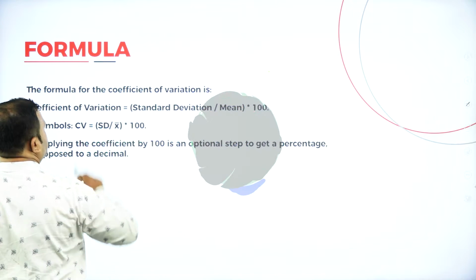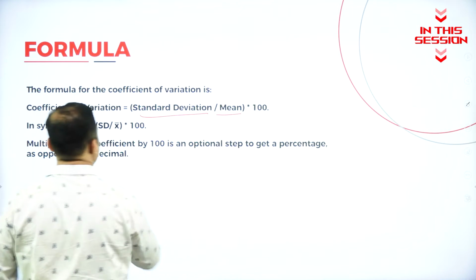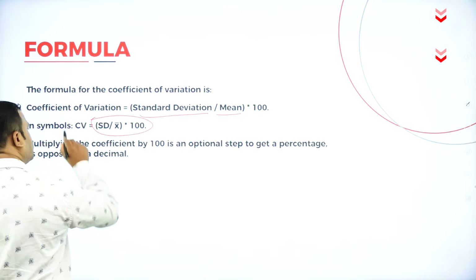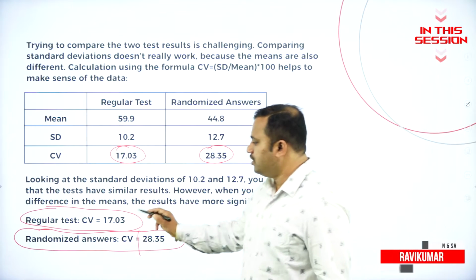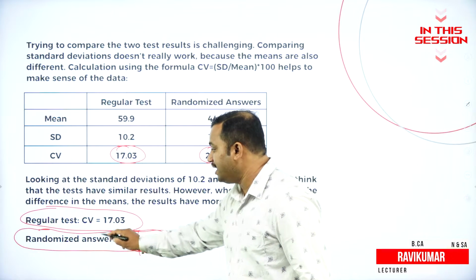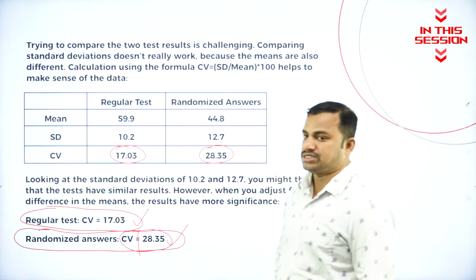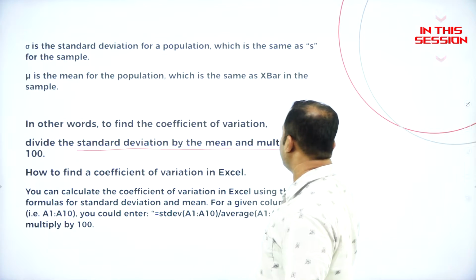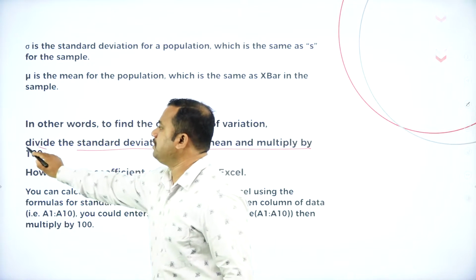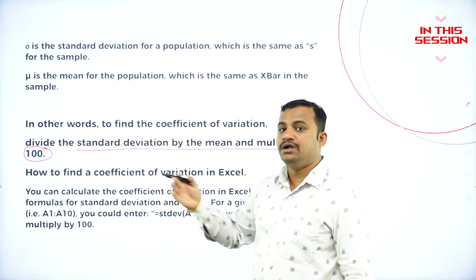The formula for coefficient of variation is standard deviation divided by mean into 100. That gives me the percentage of variation. So the coefficient of variation with respect to the randomized answer is more than the regular test. We divide the standard deviation by the mean and multiply it by 100. Multiplying by 100 is optional. Instead of that, you can represent it in the form of a decimal.